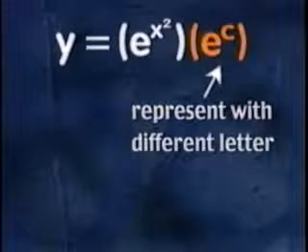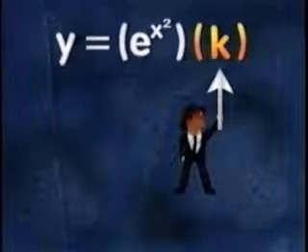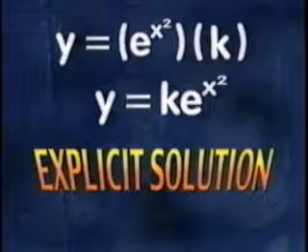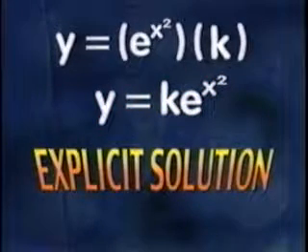Let's represent this constant with a different letter, so we don't get confused. We'll call it k for constant. So the right side of the equation is now just k times e to the x squared. Putting it all together, we get y equals k times e to the x squared. And that, my friends, is the explicit solution for our first order, variables separable differential equation.